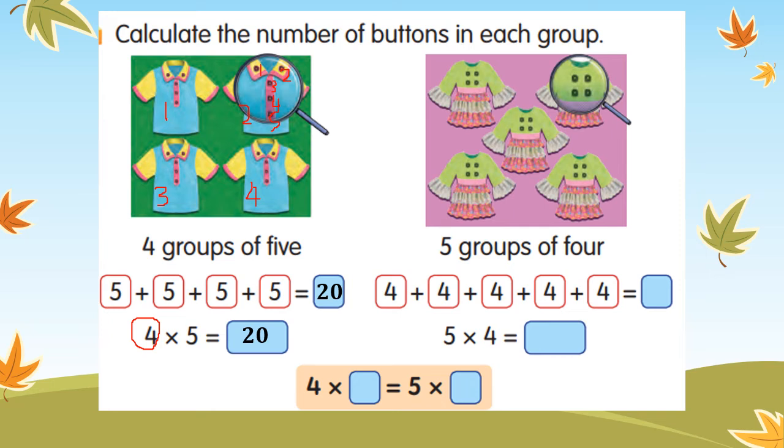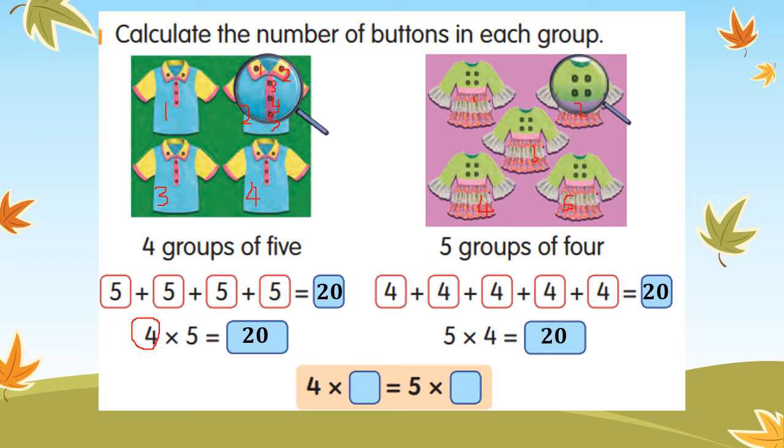How many groups? 5. 5 groups, ya. 1, 2, 3, 4, 5. 5 groups of 4. Maksudnya setiap kumpulan ada 4 buttons. 4 buttons in one group. So 4 plus 4 plus 4 plus 4 plus 4 is equal to, kalau kamu kira semua button, semua butang tu, we will get 20 also. 20 juga, ya. And what about the multiplication sentence? 5 times 4 is equal to 20.